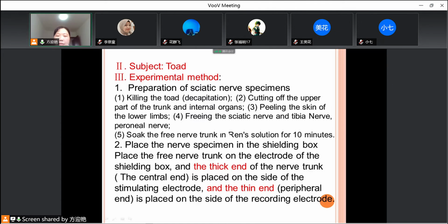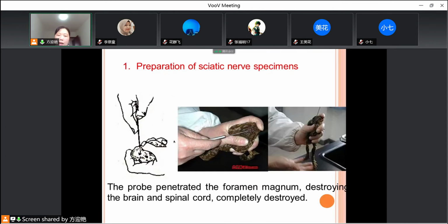We should prepare the sciatic nerve specimen, and first we should kill the toad. We kill and fix the toad, and then we use a needle. We can see there are two eyes, and together with a third point, 1, 2, 3, this forms a triangle, the 3 points. Can you see that?